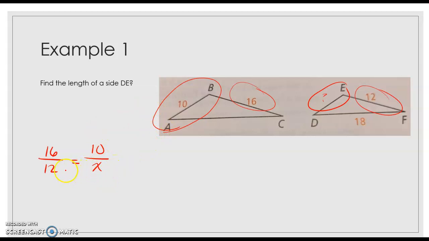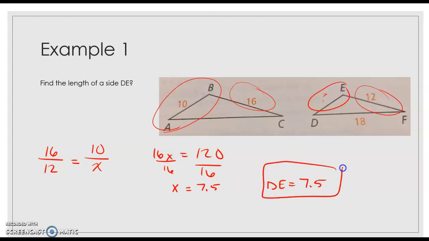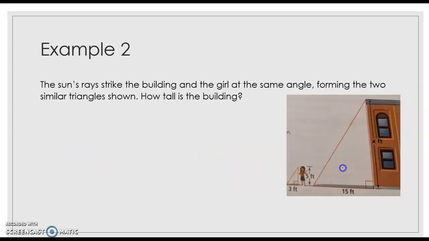From here, I'm going to cross multiply. So 16 times x is 16x. 12 times 10 is 120. And then we solve. So I'm going to divide both sides by 16 in this case, because that's how we'll solve this equation. And I end up with 7.5. So the length of DE will equal 7.5. And that's our answer.